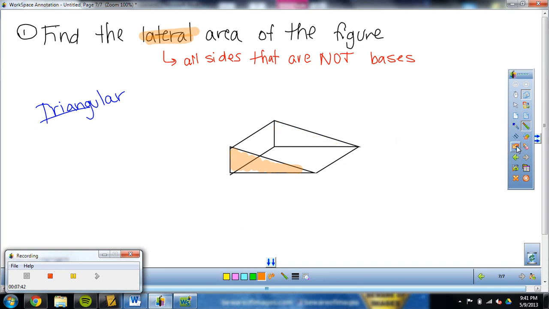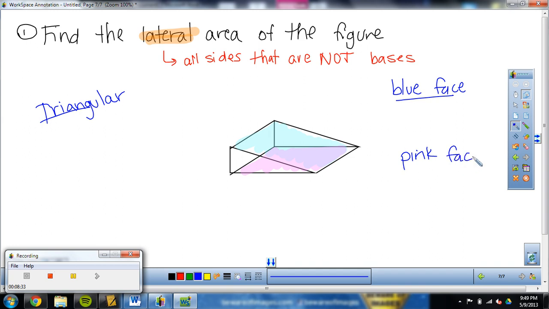And now if we look, one of our bases, kind of on the top of our prism, I'm going to highlight that in blue. Right? So we're going to find the blue face and find the area of that. We're also going to try and find the area of the bottom of this prism, and for this purpose we're going to make it pink. And then the last shape we're going to find, the last face we're going to find is this tiny little back portion, which is the yellow face.